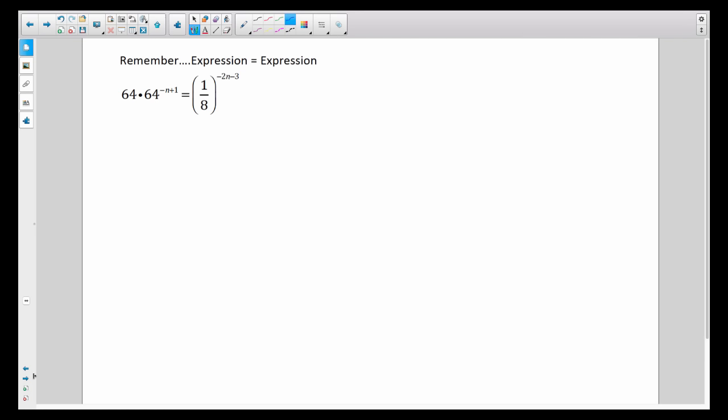Okay, the idea with this question. It's not exactly that easy or straightforward because it's not an expression equals an expression. It's like 2 expressions equal an expression. So we want to do everything we can to combine them into one. Now, do you notice? These are like terms. This is 64 to the first and 64 to the negative n plus 1. Well, what's the rule of multiplication of the same bases? We can add those. So on the left, I can make it 1 by doing this.